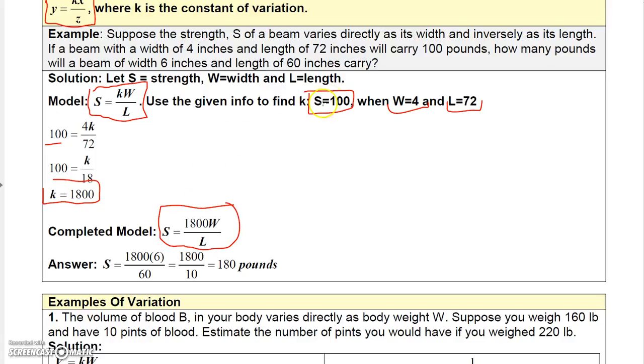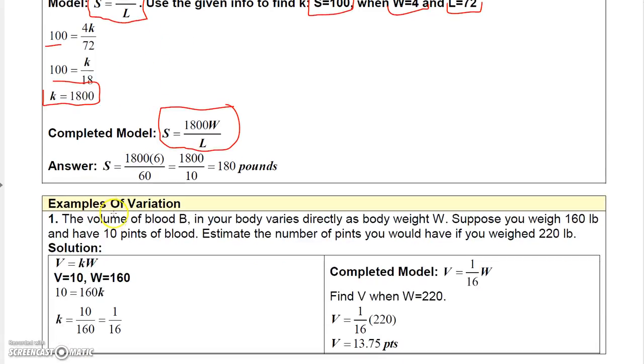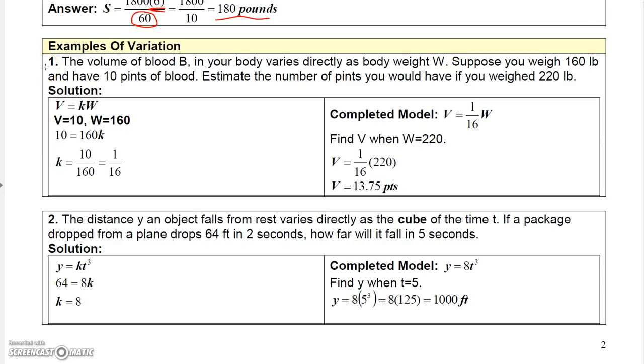And now it says how many pounds will a beam with 6 inches, so put in 6 inches for the width and 60 inches for the length. So I'm going to put in 6 inches here for width, and then I'm going to put in 60 inches for the length. Now let's see what happens. Well, if you divide that out, 6 goes into 60 10 times, so you get 1800 over 10, which is 180 pounds.